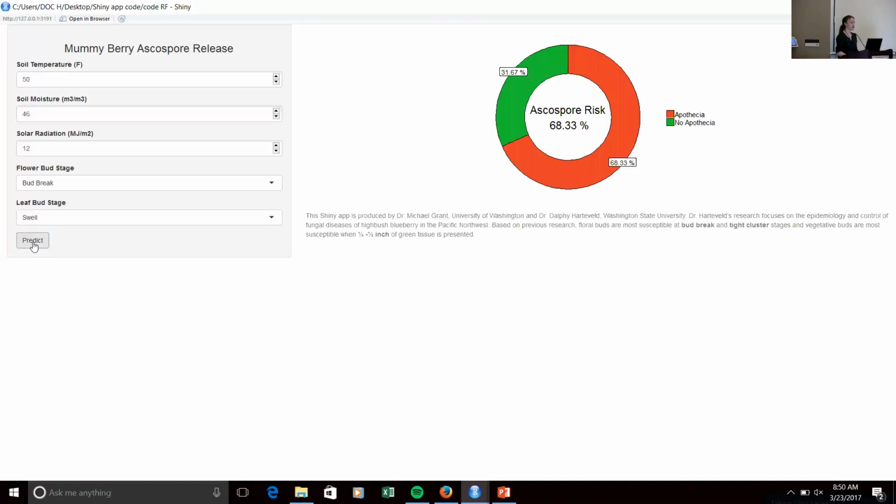And then you can get this donut that shows the percentage risk that you're at based on the values that you entered. And so when you change them, the risk changes. So this is what we've been working on. It's still under development, but I really wanted to show it to you today. And hopefully this will be a product that can be placed on the website or as part of the newsletter or extension, one of the extension web pages.